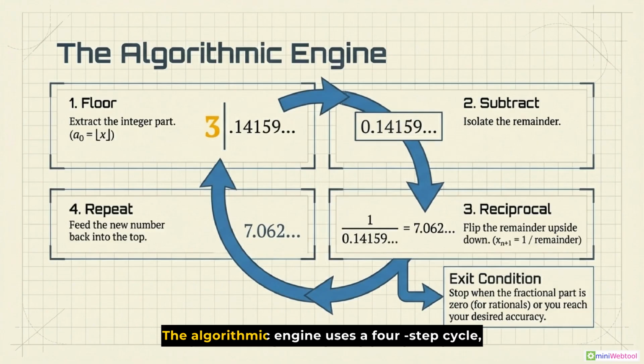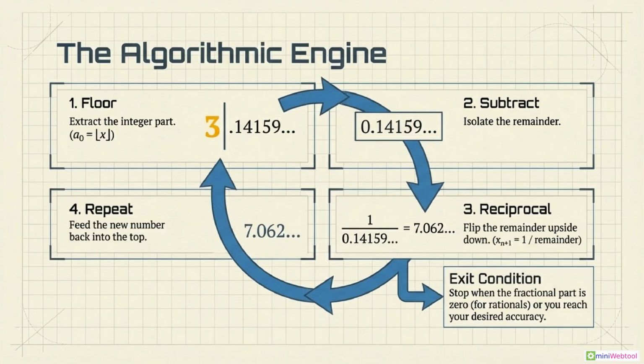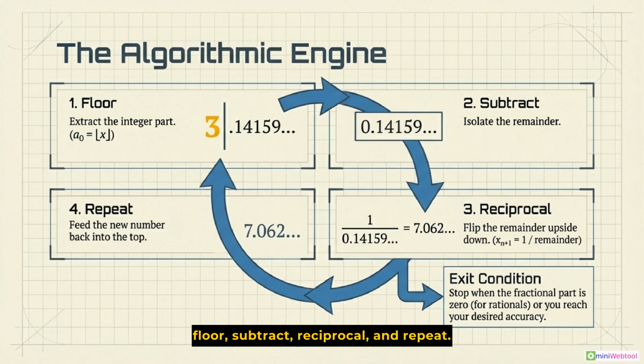The algorithmic engine uses a four-step cycle: floor, subtract, reciprocal, and repeat. This process isolates the integer part, calculates the remainder, flips it, and feeds the new number back in, continuing until the fractional part is 0 or the desired accuracy is reached.